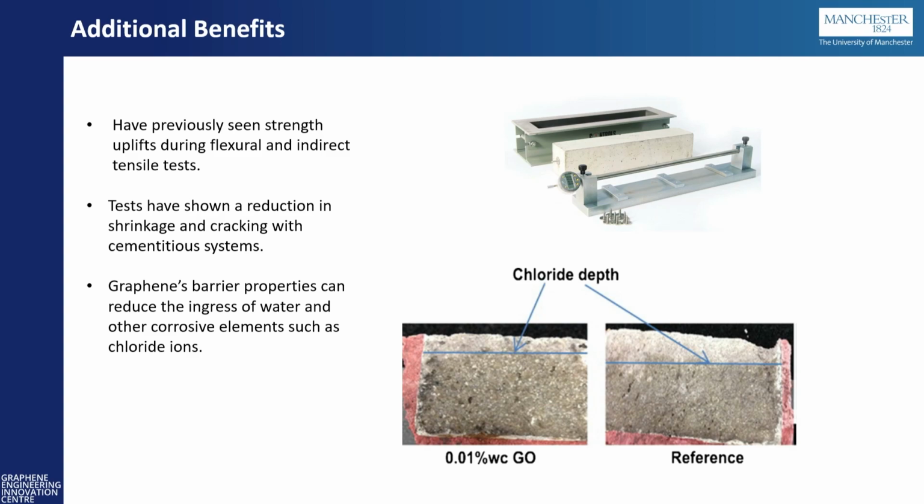Another benefit is shrinkage. So we've done quite a lot of shrinkage work as well. And we see, along with the reduced cracking, we see reduced shrinkage with the graphene material. A lot of that work is qualitative, it's quite visual. We're still in the process of getting more quantitative data on the shrinkage, but it's certainly a very noticeable effect with the graphene. I haven't covered shrinkage.